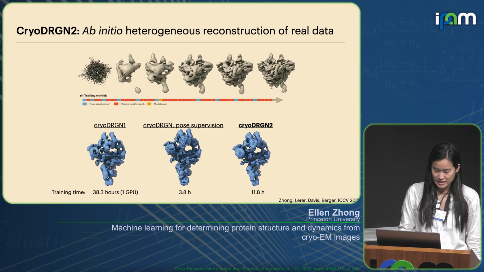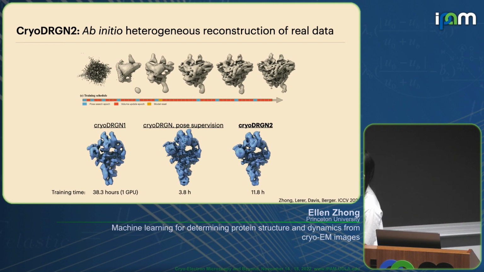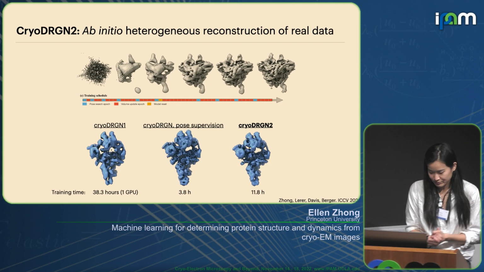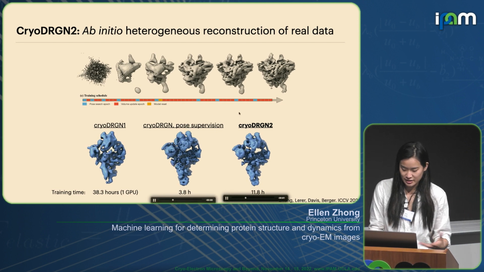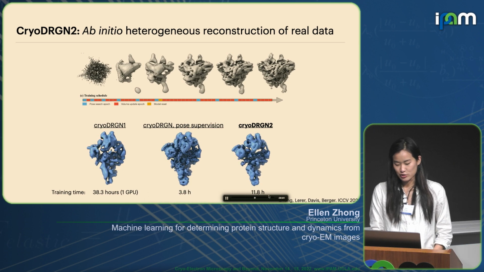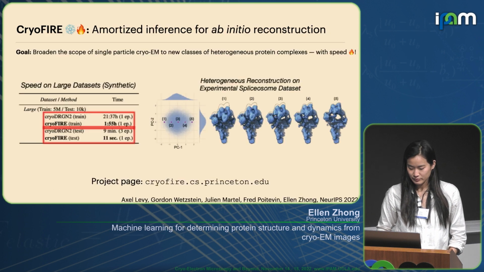So just very briefly, in CryoDragon 1, the original publication, we attempted pose estimation, but it scaled poorly to real data sets. And with pose supervision, it's much faster. With CryoDragon 2, we can get reconstruction results in under 12 hours with the correct motions for the pre-Cullix spliceosome.